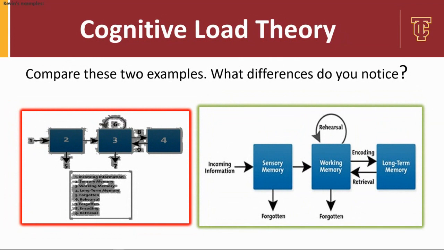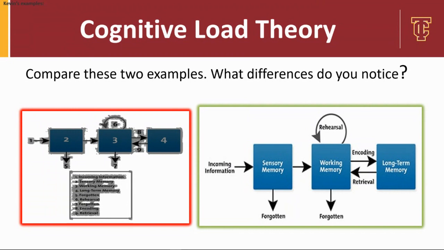What's the difference between these two examples? Again, speak up or just chat. What do you notice? And why is B easier? And you're right, B is the better graphic to understand cognitive load theory. What's going on with A that becomes so confusing or difficult?